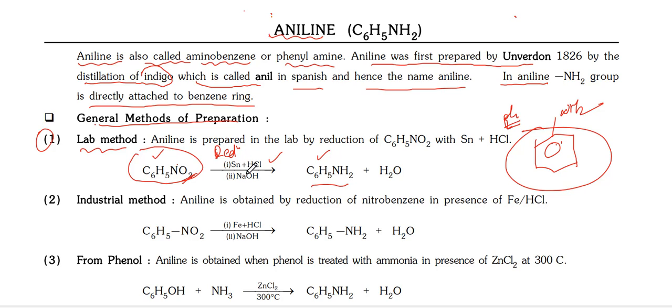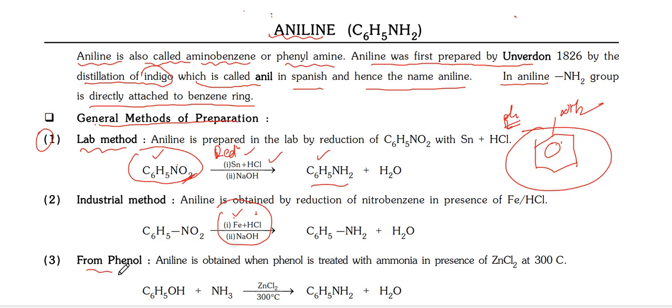The reducing agents you have to remember: tin plus HCl, if you want a lesser quantity. If you want more quantity, the industrial method is iron plus HCl. Both are metals, but iron is cheaper, that's why we take iron plus HCl for larger quantity.